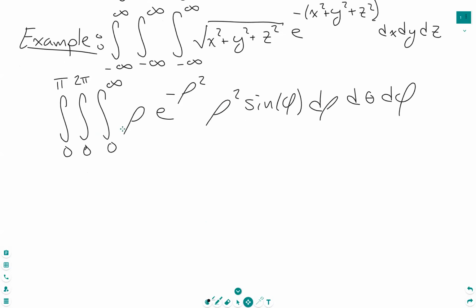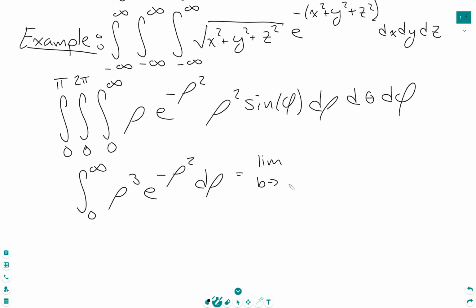So let's look at this rho integral here. We go from 0 to infinity of rho cubed e to the minus rho squared d rho. Okay, and if you remember from Calc 2, doing improper integrals, we write this as the limit as some parameter goes to infinity from 0 to that parameter of rho cubed e to the minus rho squared d rho.